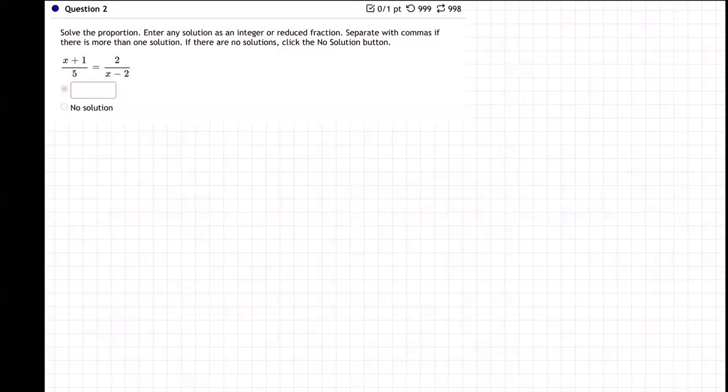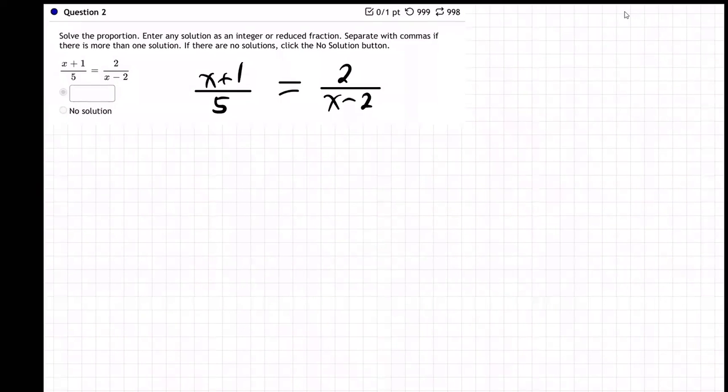Okay, so on this problem, we've got two equal fractions. Let me bring them over here. (x + 1)/5 = 2/(x - 2). Okay, so what do we do when we have two equal fractions?